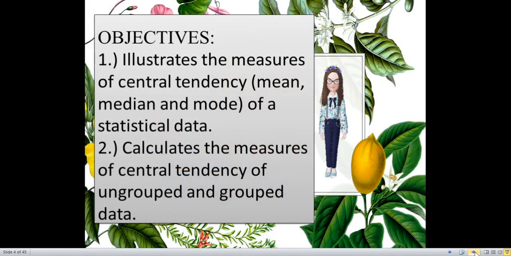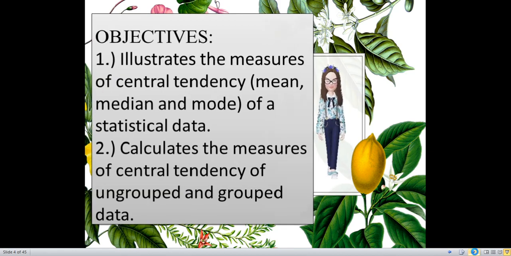Our objectives for this week is to illustrate the measures of central tendency, mean, median, and mode of a statistical data, and to calculate the measures of central tendency of ungrouped and grouped data.